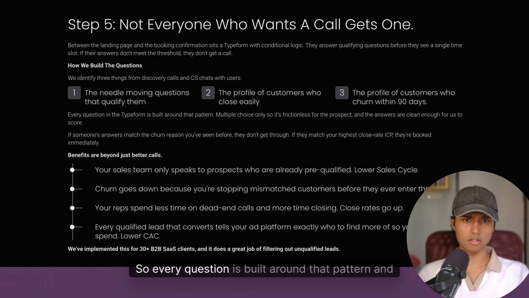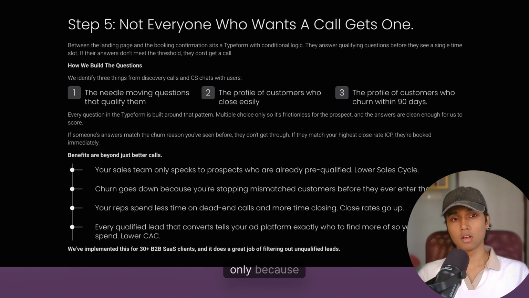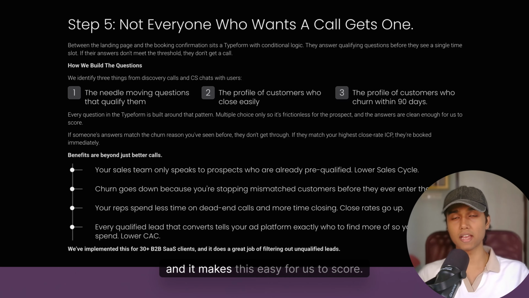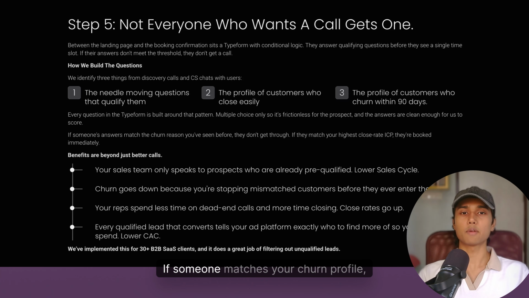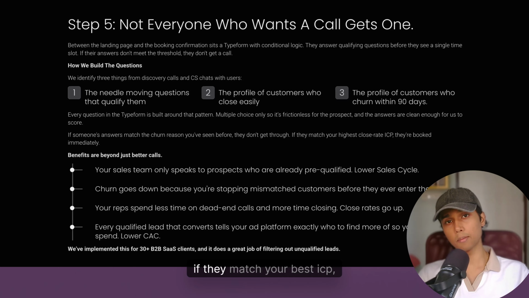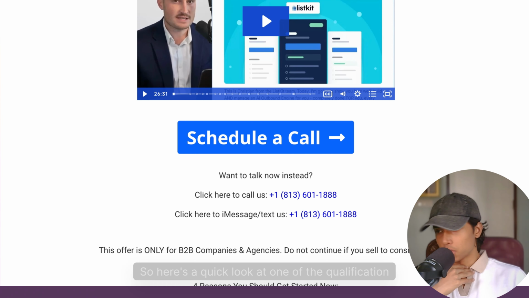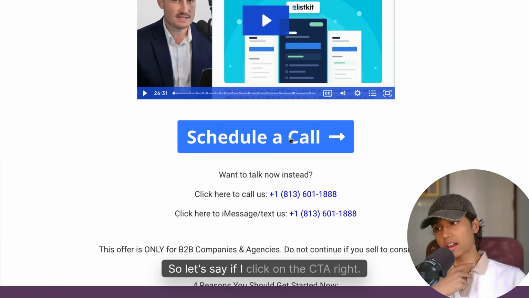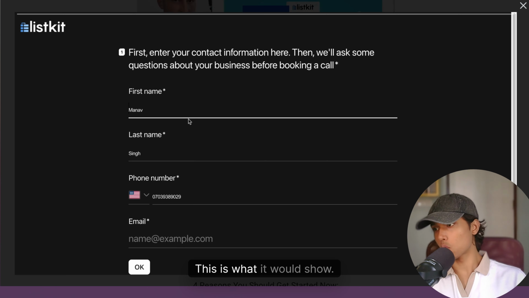So every question is built around that pattern, and it is multiple choice only because we need to make it frictionless for them, and it makes this easy for us to score. If someone matches your churn profile, then they don't get a call. And for example, if they match your best ICP, then they're booked immediately. So here's how it works. Here's a quick look at one of the qualification filters. Let's say I click on the CTA, right? This is what it would show.